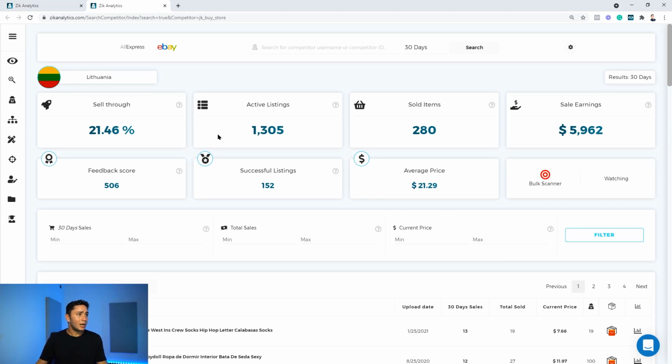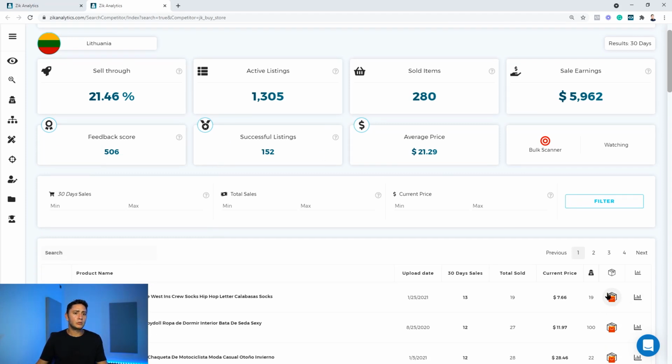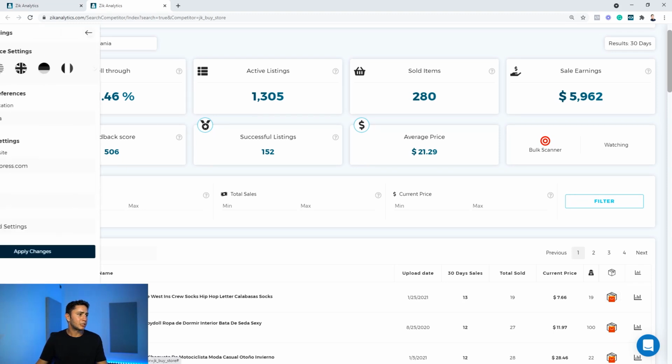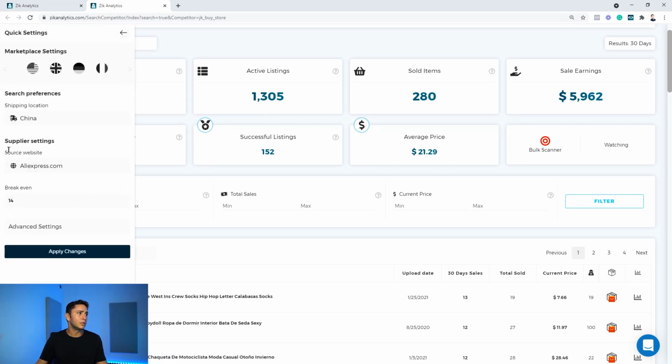So what I did in order to have the right settings for the item finder on AliExpress, I just make sure my quick settings here are on supplier settings, the source website AliExpress, and shipping location China.